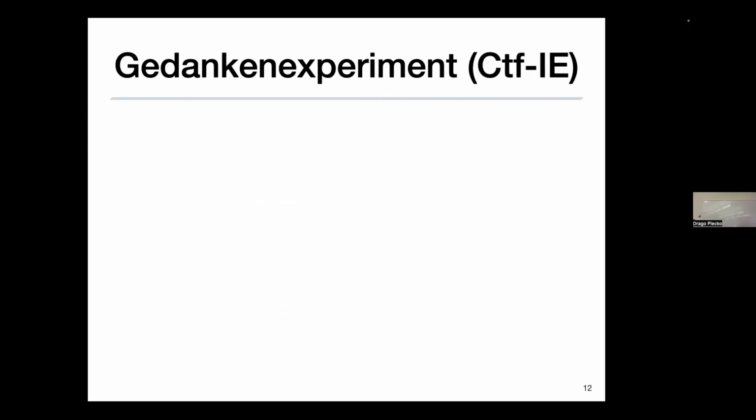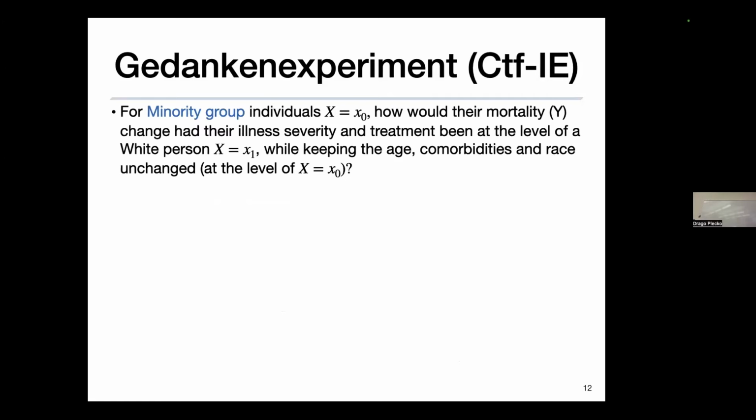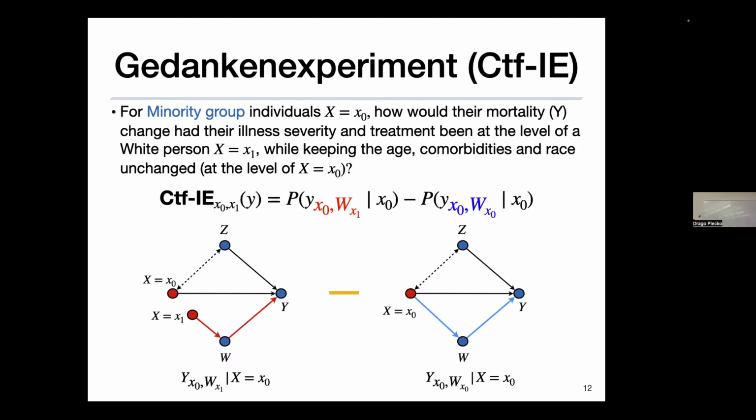Of course, we have to do a similar thing for the indirect and the spurious effect. So let's look at what we would do for the indirect effect. We're saying, for minority group individuals, x equals x0, how would their mortality change had their illness severity and treatment been at the level of a white person, while keeping the age, comorbidities, and race unchanged? Okay, so the way to write this down, I'm going to call this the counterfactual indirect effect, is again the difference between some potential outcomes. And I will give you the graphical representation from which you can immediately see what's going on.